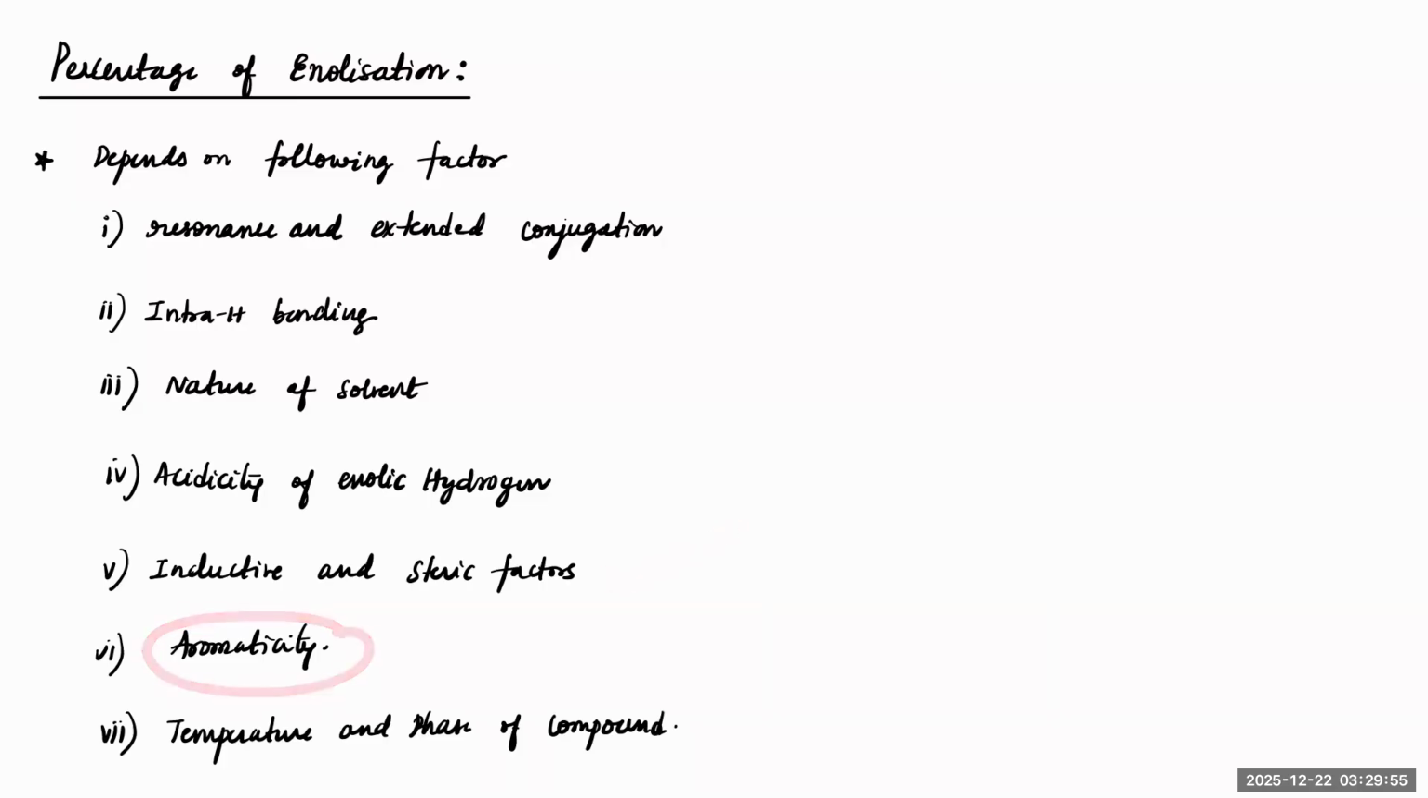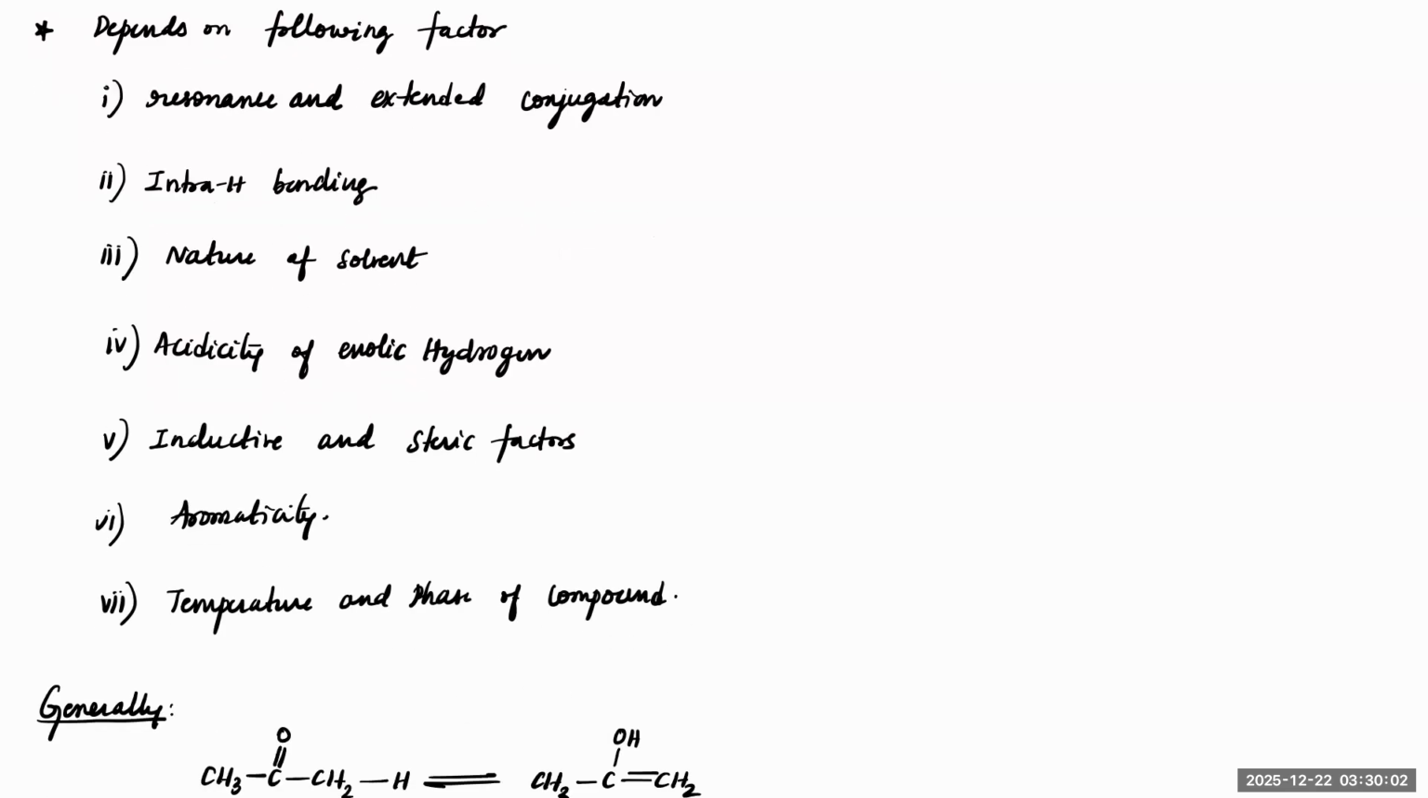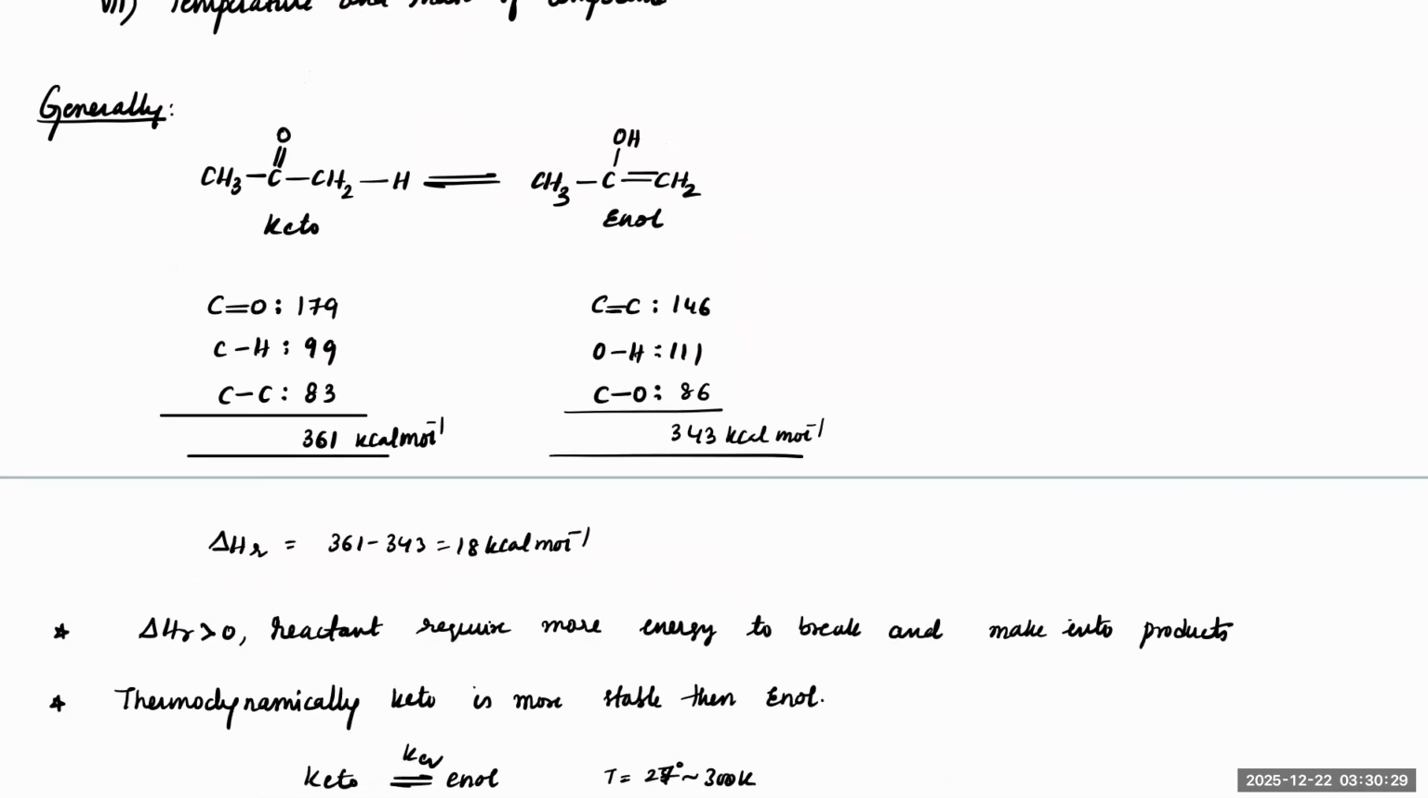Next, aromaticity. By chance, if there is any aromaticity observed, then also it will change the rate of enolization. Next one, temperature and phase of the compound. So what is the temperature at which you are operating and whether it is in liquid state or a solid state. These will also influence the rate. All these cases have been asked as multiple correct questions. So you should know what all the factors are that the rate of enolization depends on. Clear?